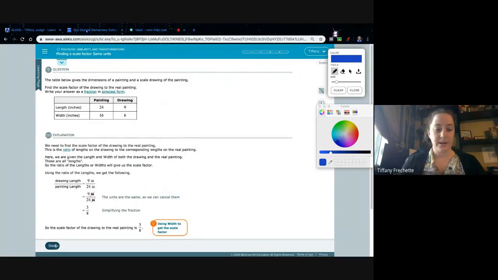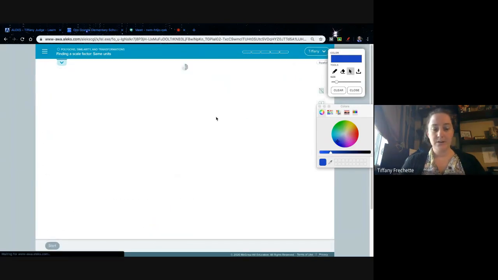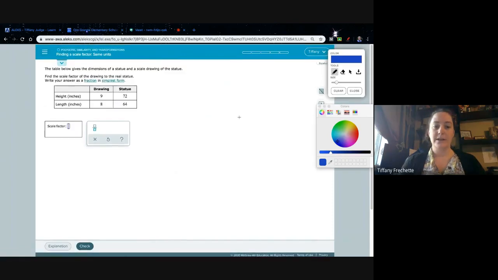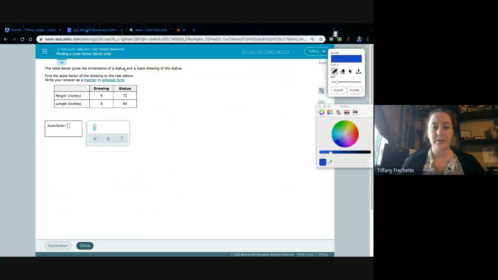All right, so let's go ahead and start. Okay, so for this one it says, the table below gives the dimensions of a statue and a scale drawing of the statue. Find the scale factor of the drawing to the statue. So we want to make sure we read this so that we put it in the right order. Because if it said statue to drawing, we'd make sure we grabbed them in that order. But in this case, it says drawing to real statue.